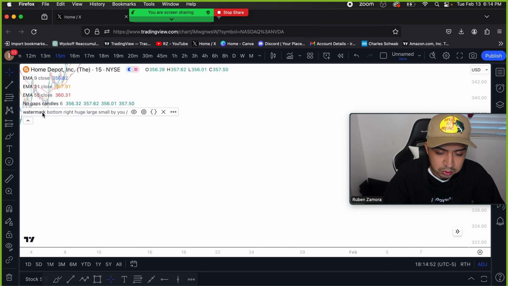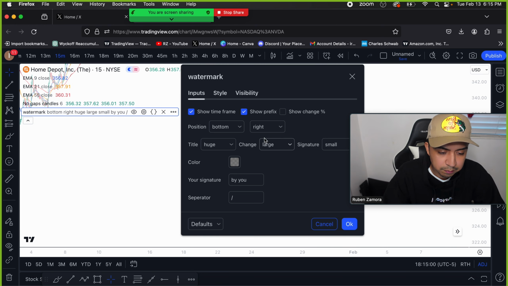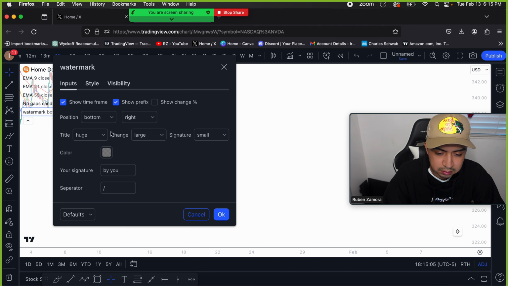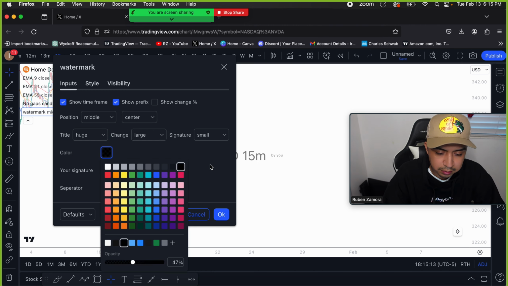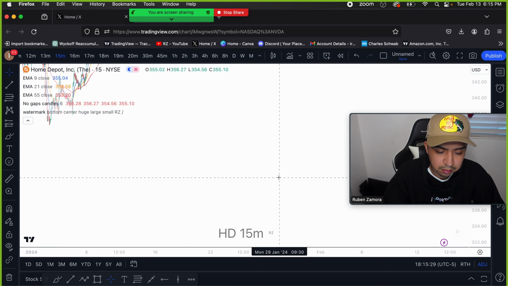So there you go. This whole watermark right here, we can open this up and put in the inputs, and there we have it. We can put this in the middle, let's center it, and you can see the position. We put it in the middle, center, and let's make it huge, and let's make it dark, just like that. Actually we want it at the bottom, not in the middle, and there you go. So we'll do RZ, show prefix, no, because we want to remove the bats, and there you go.